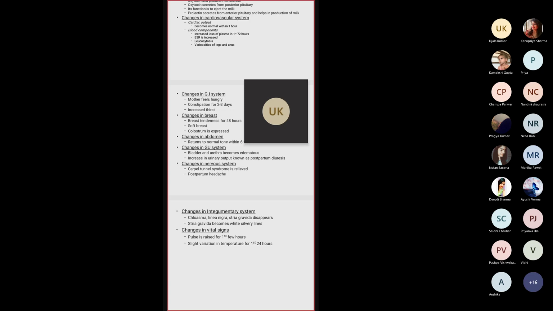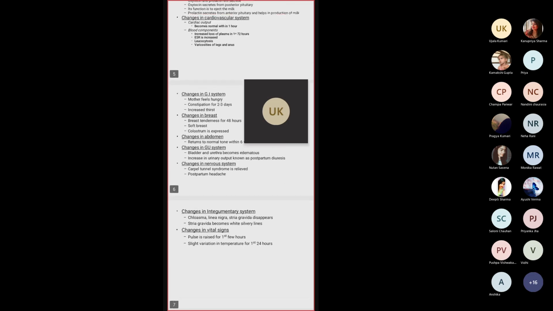And this stria gravida, which was brownish in color during the pregnancy, may change the color. That is, it may become silvery lines during the puerperal time period. So the stria gravida comes to stria albicans. You will call it stria albicans. The white silvery lines are known as stria albicans. So those are the changes in the integumentary system.